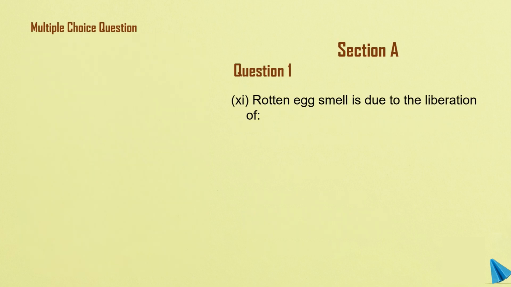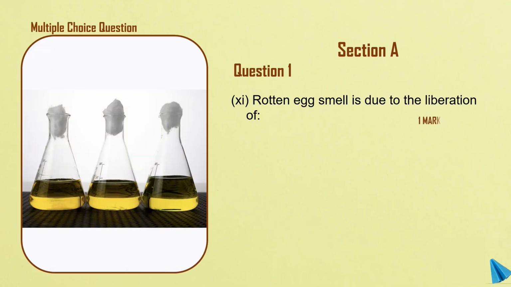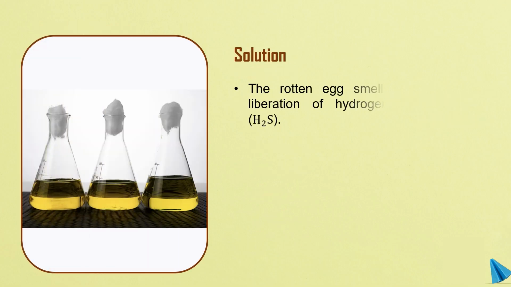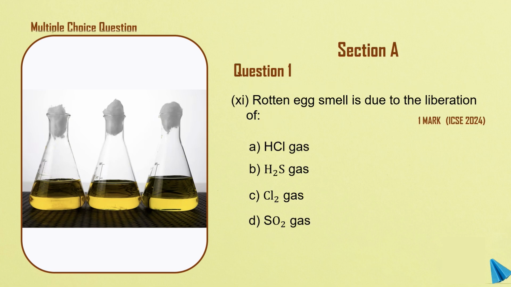Question number 11 of question 1. Rotten egg smell is due to the liberation of option A, HCl gas, option B, H2S gas, option C, Cl2 gas, option D, SO2 gas. So let us see the solution. The rotten egg smell is due to the liberation of hydrogen sulfide gas, that is nothing but H2S. So hydrogen sulfide, that is option B, is the correct option.